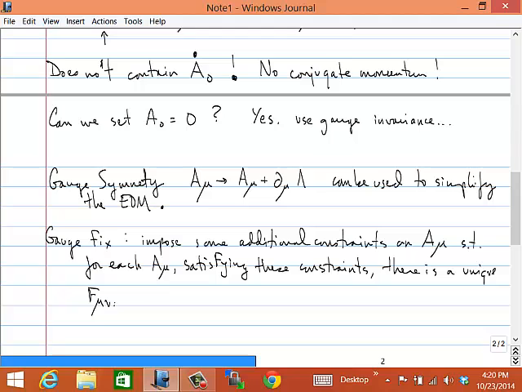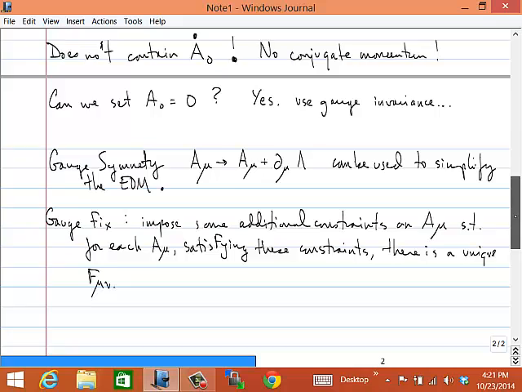Remember, the point is that if you shift A mu to A mu plus d mu lambda, F mu nu is unchanged. Okay? That means that there's some redundancy in our description of electromagnetism. Many different A mu's could lead to the same F mu nu. So what we'd like to do is understand whether it's possible to impose some constraints on A mu such that for any A mu that solves these constraints, you can find a unique F mu nu. Okay? And this procedure is known as gauge fixing.